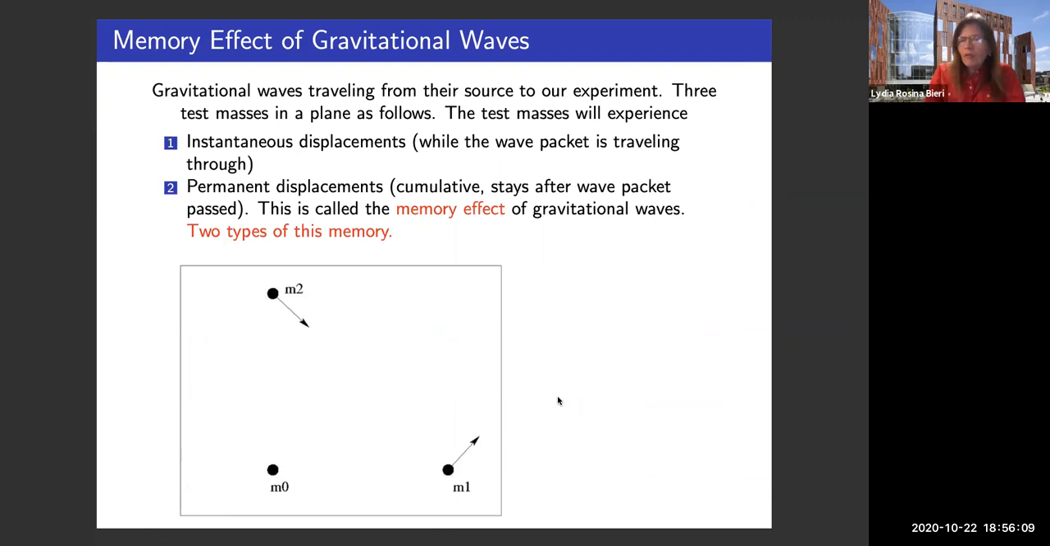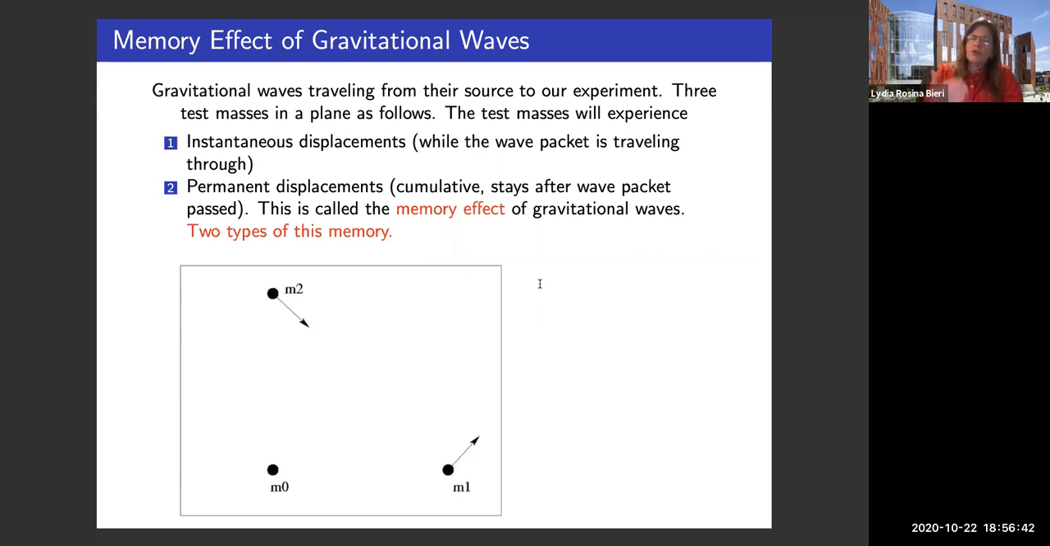So now we look again at the schematic picture of LIGO. So again, these mirrors are these 3 test masses. And what LIGO has seen already is what I call instantaneous displacement of the test masses. When a wave packet travels through, we have all probably seen this spectrum changing. So we see instantaneous displacement for a fraction of a second, and then they go back to rest.